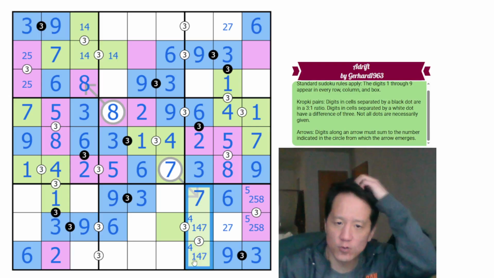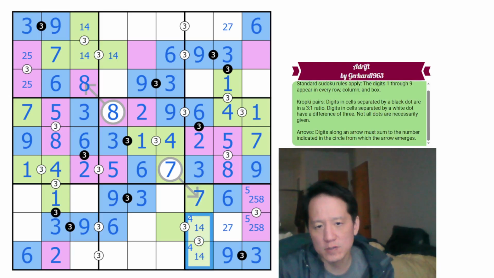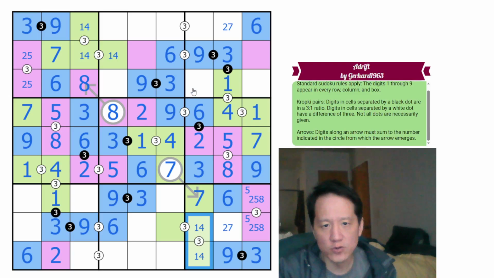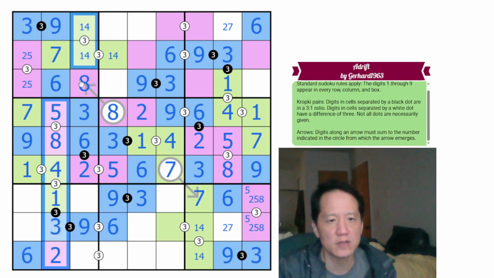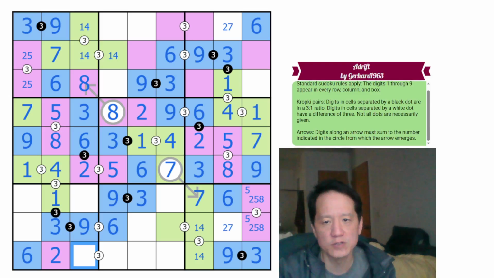This is a 1-4-7 triplet. So the remaining ones are pink and pink in column 7. This is pink, which makes that pink, which forces that to be pink. One of these is green, but this can't be a 7. So where's the 7 in column 3? It has to be here. So this is 7, which makes this a green, and therefore this must be a green.